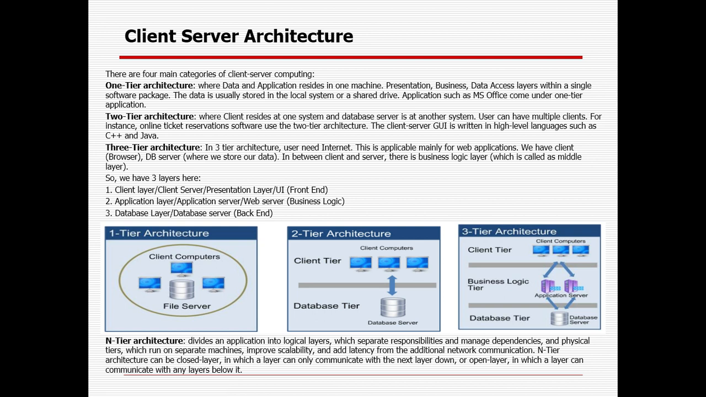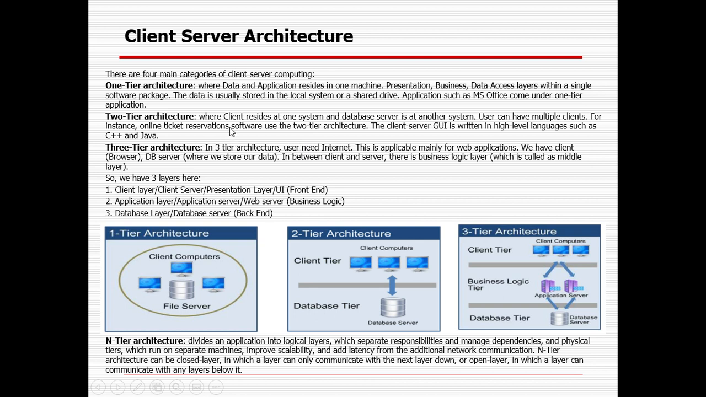In the client server architecture, one is one tier, where the computer, the client or the server will reside in a single system, right? Whereas in two tier architecture, the client tier will be in one system and the database tier will be in another one. And in the three tier architecture, three tiers will be there: one is the client tier, one is the business logic tier, and one is the database tier. With the help of the business logic tier, the client tier will try to interact with the database tier. So let's go one by one.